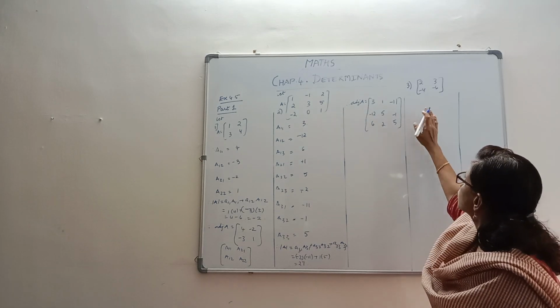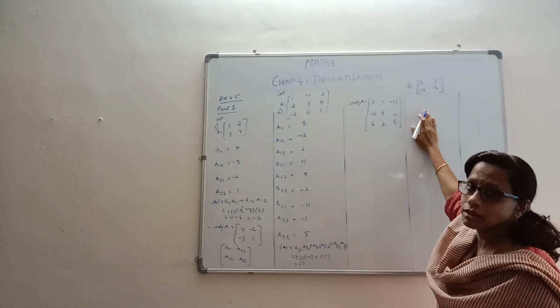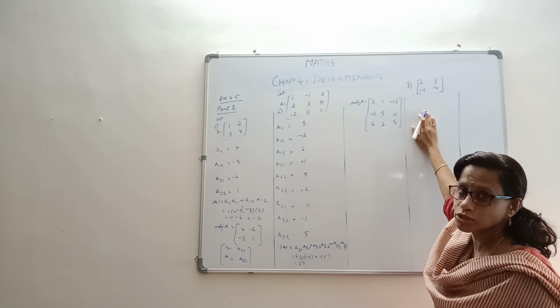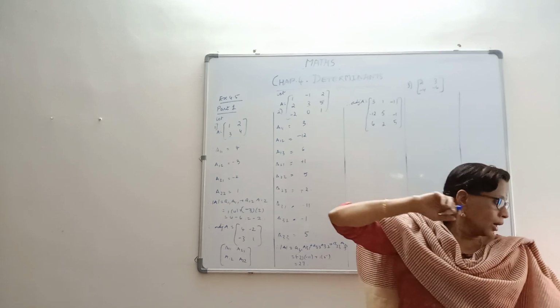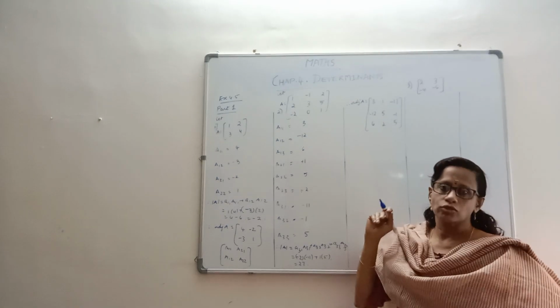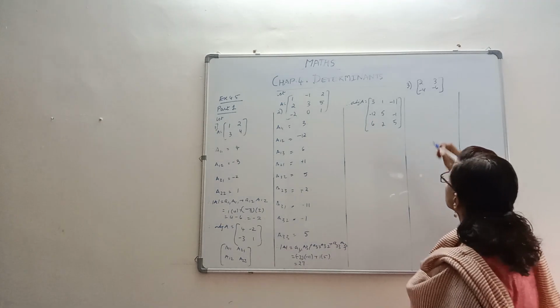Now we can take the third question, and in the third question they are asking us to not only find the adjoint but verify that A into adjoint of A is equal to adjoint of A into A is equal to determinant of A into I. So many things to do. Yeah, so let's start right away.